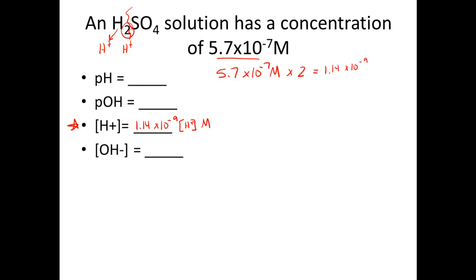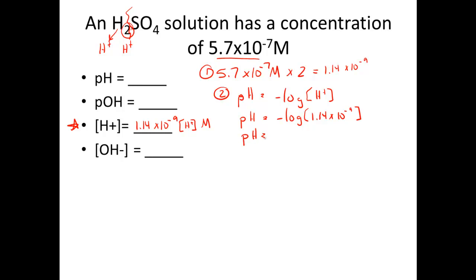Alright, dudes. Well, my solution has that concentration. The next question is, where am I going to go with that? What can I use? Well, if that was my first step, the second thing I would do now is calculate the pH. Because the pH is going to be the negative log of the H plus ion. And in this case, I've just solved for the ion. So I'm going to substitute that in there. The pH is the negative log of my H plus ion, which is 1.14 times 10 to the negative 9th. When I crunch the numbers, dudes, I end up finding out that this solution has a pH of 8.94-ish.